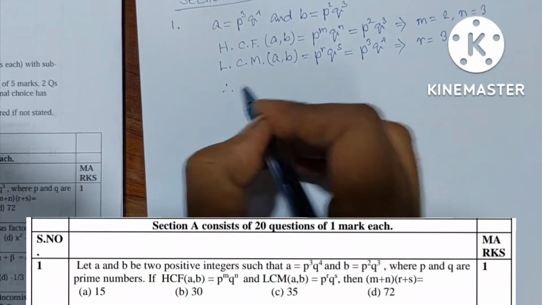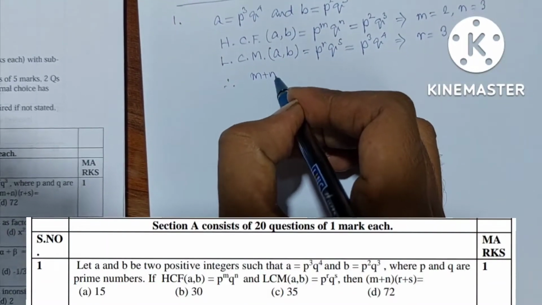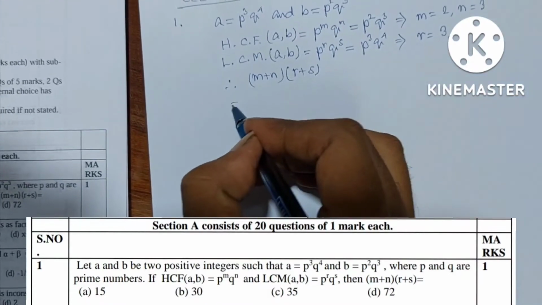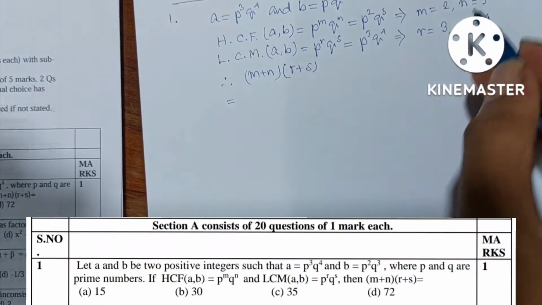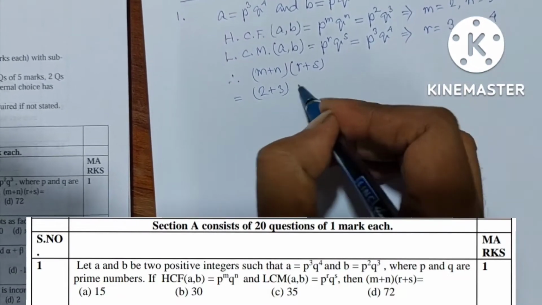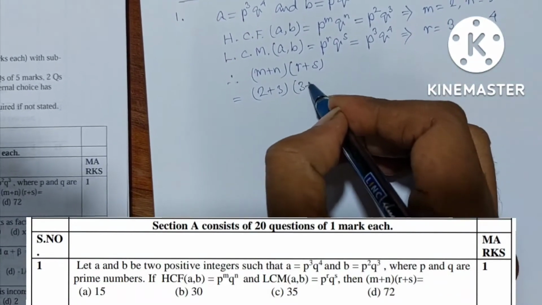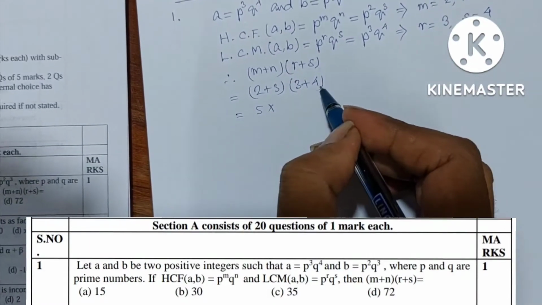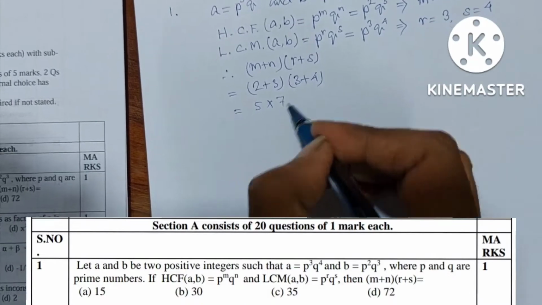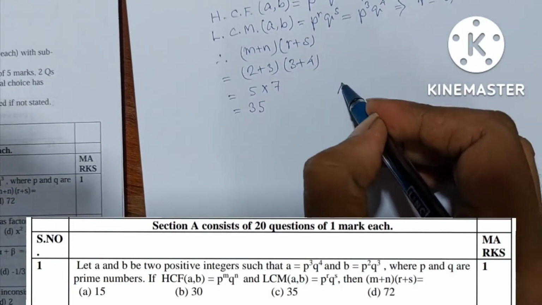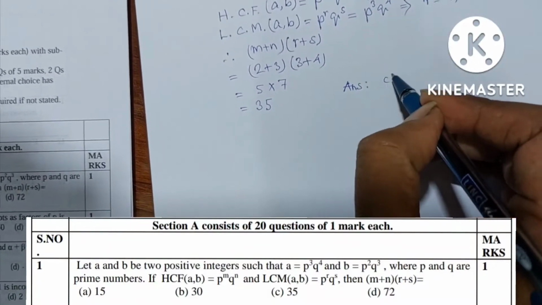So (m plus n) into (r plus s): m is 2 and n is 3, so 2 plus 3 into r 3 plus 4. So 5 into 7, that is 35. So your answer is C.